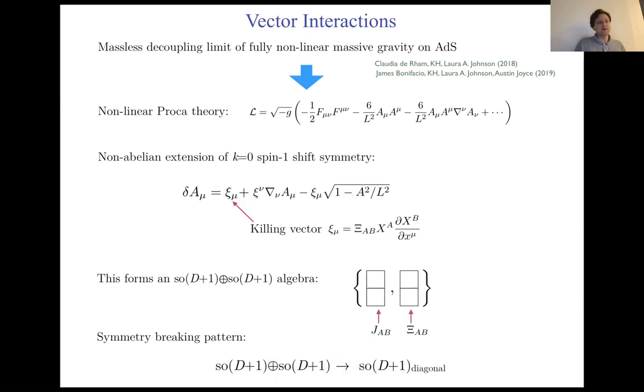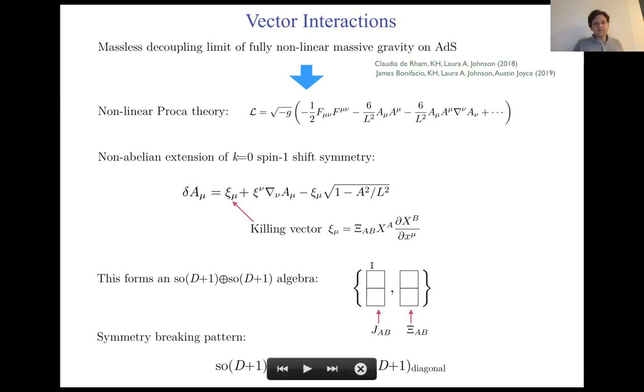So there are ghost-free versions of massive gravity, and if you take the decoupling limit of these full nonlinear massive gravities, as you keep the AdS radius fixed, and as you send the graviton mass to 0, the longitudinal modes split apart now into an interacting theory. And the non-abelian extension of the shift symmetry looks like this. So at 0th order in the fields, it's just a shift by a Killing vector, but then you get these higher order terms, powers of the field.